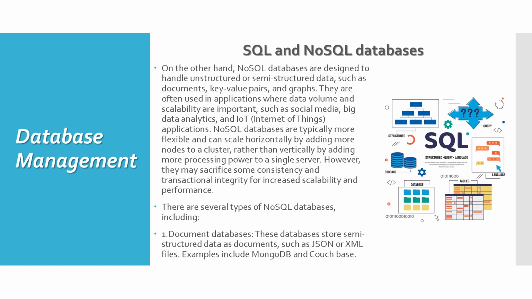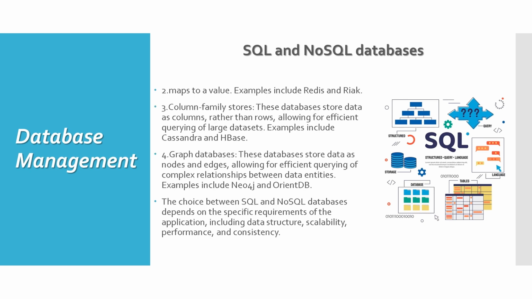Performance. There are several types of NoSQL databases, including: 1. Document databases. These databases store semi-structured data as documents, such as JSON or XML files. Examples include MongoDB and Couchbase. 2. Key-value stores. These map a key to a value. Examples include Redis and Riak.